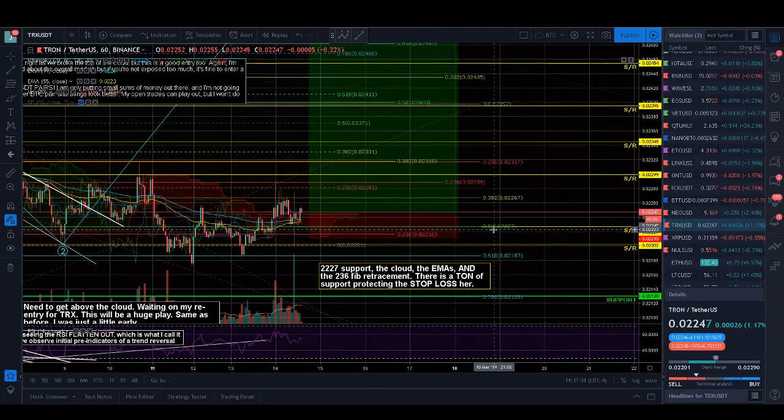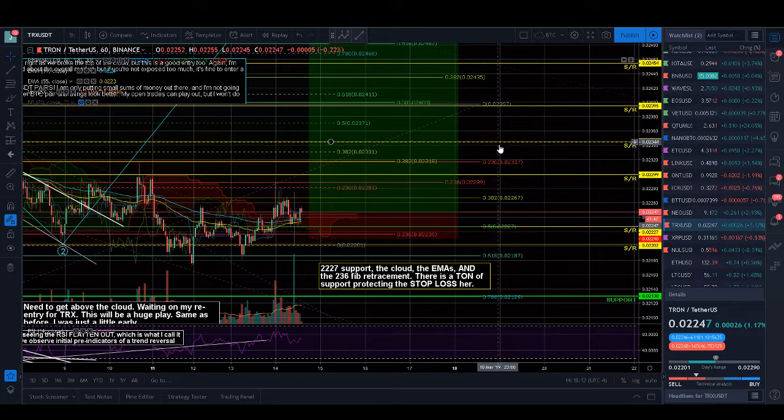So you can see here's the 0.5 right there. We also have the 0.5 fib, which gave us a lot of support back here during this drop, and then of course it broke through here and here, but we had some support there. I'm more interested in the confluence right here. You can see the 0.5 is right on the 2227 support.